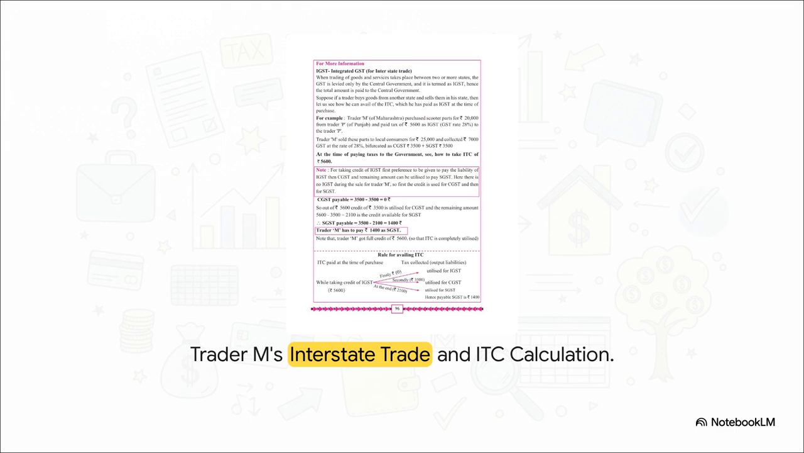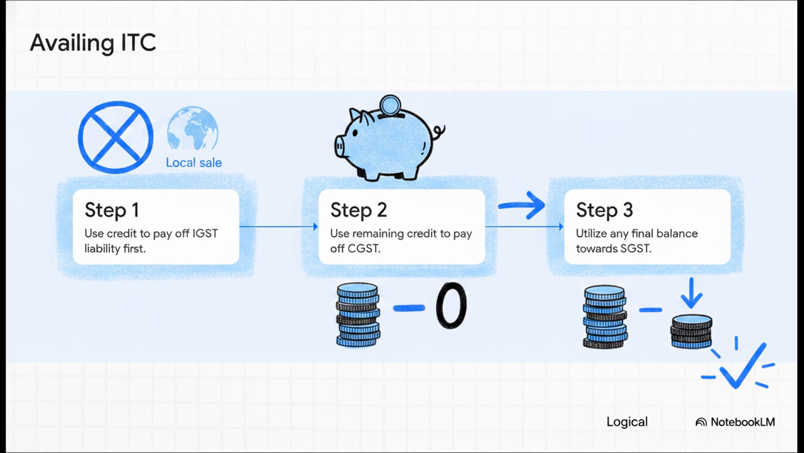On this sale, he collects 7,000 rupees in total GST, which is split right down the middle, 3,500 for CGST and 3,500 for SGST. So, the big question is, how does Trader M utilize that 5,600 rupees he already paid to the government? We have a golden rule for claiming this input tax credit. Step 1, you always pay off your IGST liability first. But since he sold locally this time, his IGST liability is simply 0.